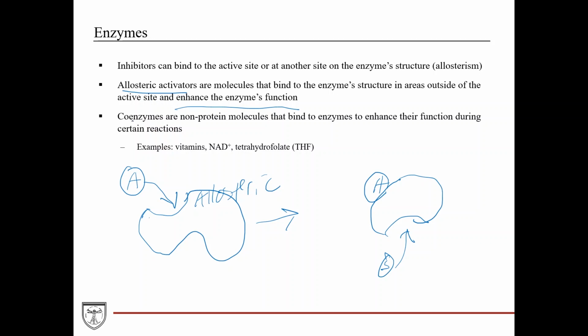The other thing are coenzymes. These are non-protein molecules that bind to enzymes, and they enhance their function during certain reactions. A lot of enzymes in metabolism especially are reliant on vitamins, and that's part of the reason why vitamins are such an important part of our diet. NAD+ and tetrahydrofolate are molecules that can bind to enzymes and enhance their function as well. In fact, there are several enzymes that really won't function unless they bind one of these, because they need to be put in that peak conformation.